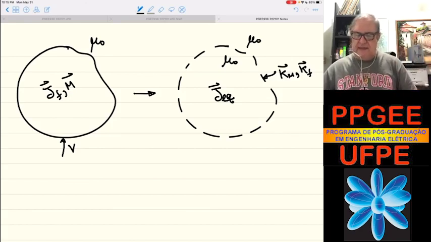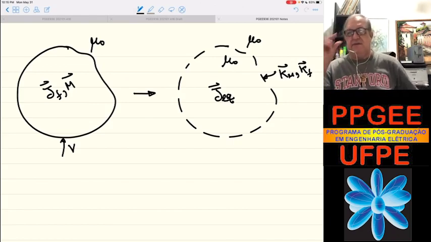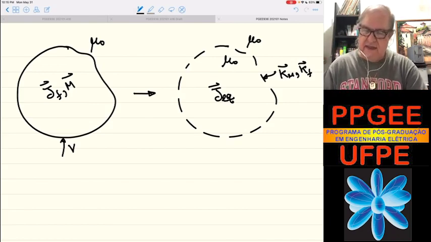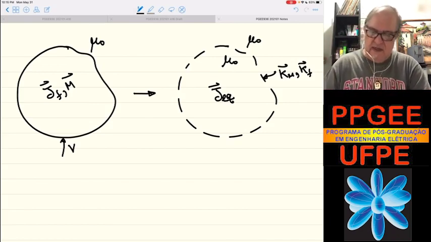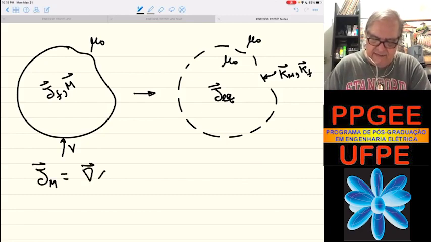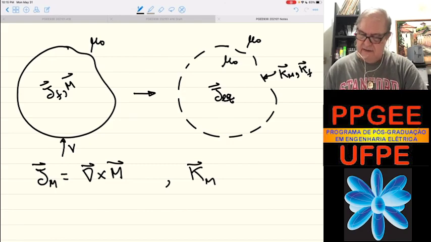So the question is this: when we do this model, why do we also have a surface current, a magnetization surface current? Just recalling, in the volume we have a magnetization current given by curl of M. On the surface we would have a magnetization current density equal to M cross N, right?